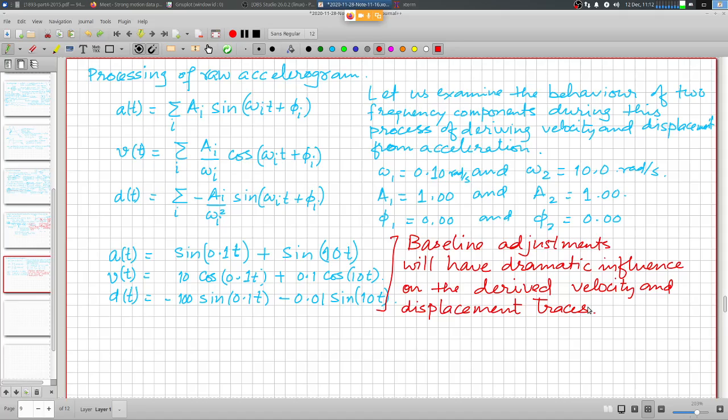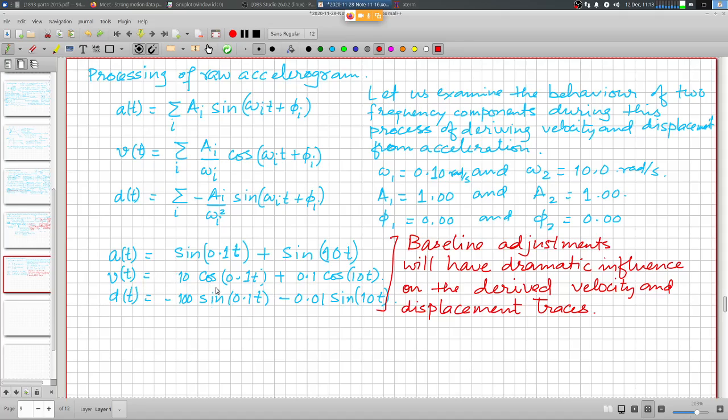And this is something that we need to appreciate before moving further with the baseline adjustment and volume 2 processing of the record, because whatever we do will not show up to any appreciable extent on the acceleration trace. You may find that acceleration is the same, whether I use the raw volume 1 record or the volume 2 record, more or less the same acceleration.